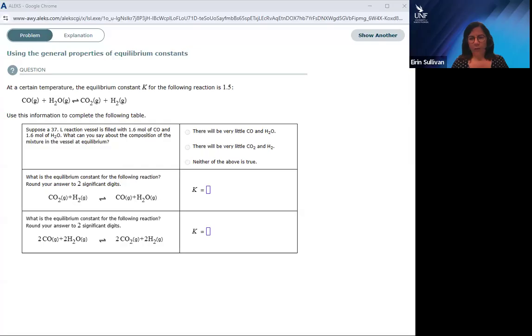Using the general properties of reaction equilibrium constants. So in this particular kind of question, we've been given the value of the equilibrium constant, and we need to infer from that, first of all, what it can tell us about the relative equilibrium position. And then if we look at related chemical equation reactions, we can derive K for one reaction from K of the reaction that we know.